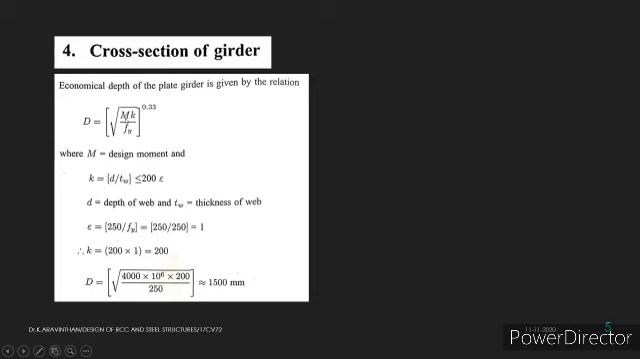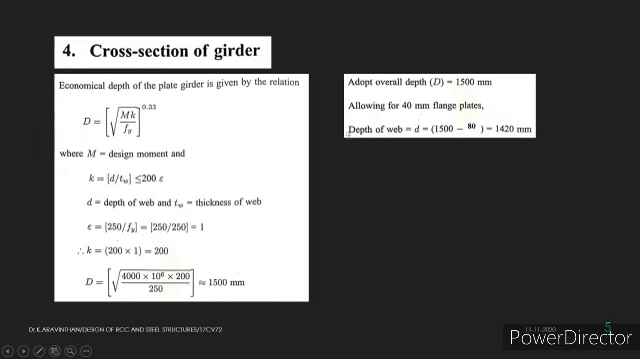So if you substitute fy as 250 and the moment as 4000 kilonewton meter, and we are substituting everything in terms of Newton mm, so M will be 4000 kilonewton meter. For converting into Newton mm, we multiply by 10 power 6, into 200. K is 200. If you simplify this, you will be getting 1500 mm. So this is the depth which is required. The web should be designed. The overall depth of the I section will be 1500 mm.